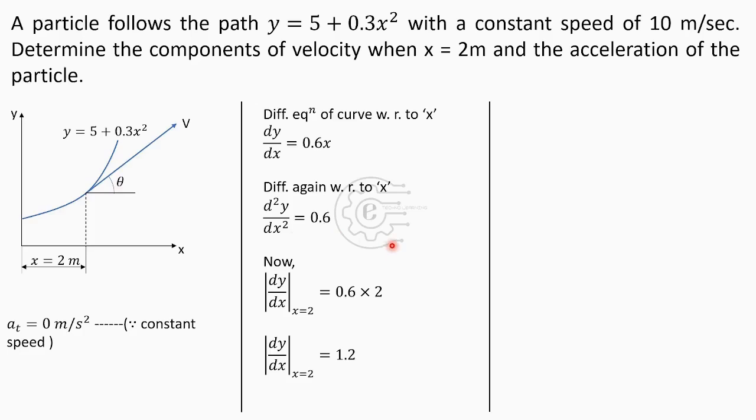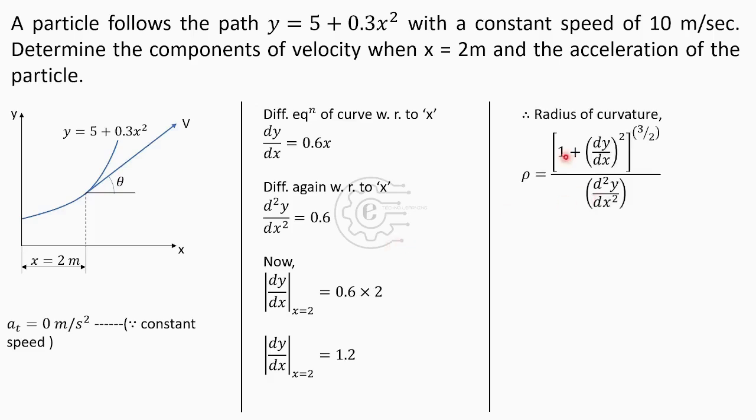So अब हम फाइंड आउट करेंगे रेडियस ऑफ कर्वेचर, जिसका फॉर्मूला है इन स्क्वायर ब्रैकेट 1 प्लस (dy by dx) स्क्वायर ब्रैकेट रेज टू 3/2 डिवाइडेड बाय d2y by dx2. So let us substitute the value dy by dx को हम 1.2 सब्स्टिट्यूट करेंगे and d2y by dx2 is 0.6. So इसे इवेल्युएट करने के बाद हमें वैल्यू ऑफ रेडियस ऑफ कर्वेचर मिलेगा, that is 6.352 meter.